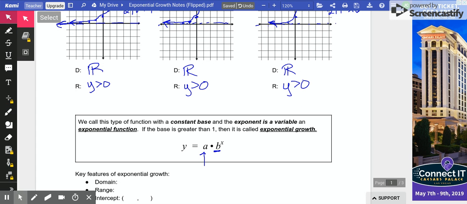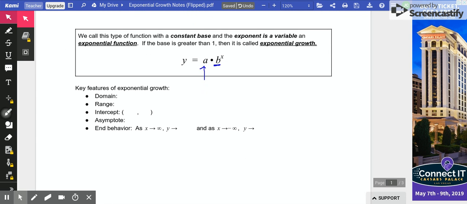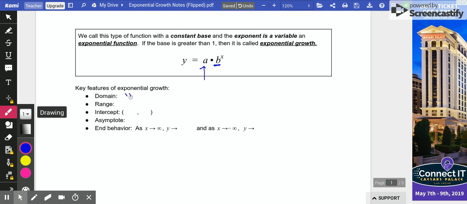Some key features of this, if we notice what these all have in common: the domain is always going to be all real numbers. You can plug in anything you want for x. The range, remember, was always greater than 0. That's because we had an asymptote at y equals 0. So on the left side, it was flattening out, and then on the right side, it was growing really fast. Notice all of the graphs up there had an intercept of 0, 1. And that's going to be really important in the next video when we do our transformations. Our asymptote is y equals 0.